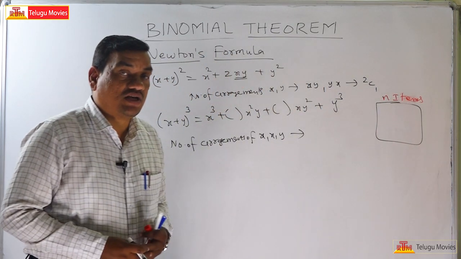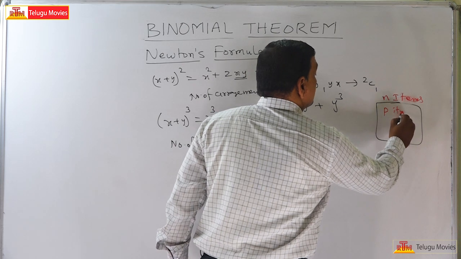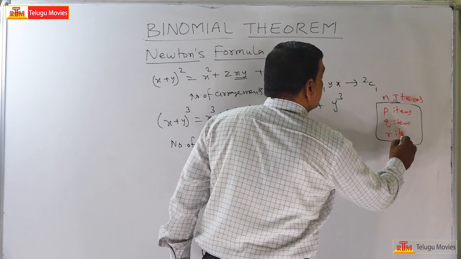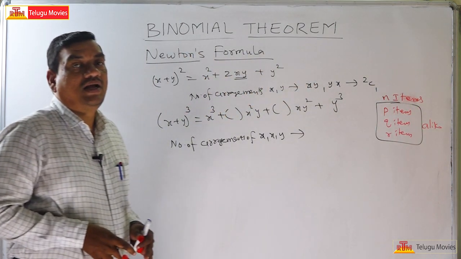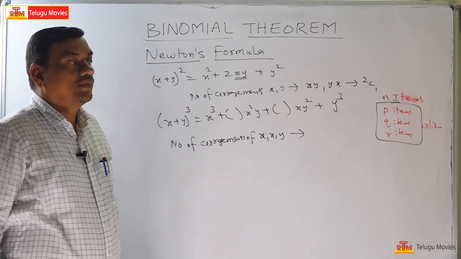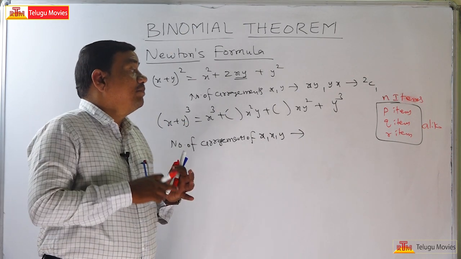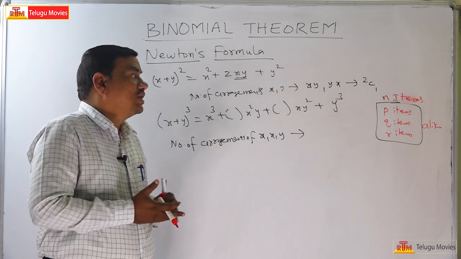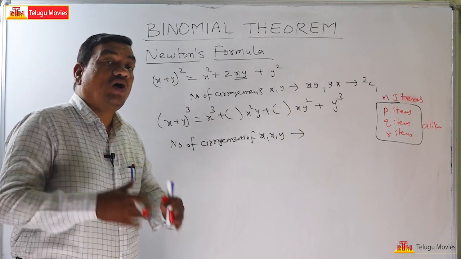N distinct items are there, in which some p items, q items, some r items are alike. Alike means the same. The total number of items is n, in which p items are alike, all pens; q items are alike, all pencils; r items are alike, all erasers.